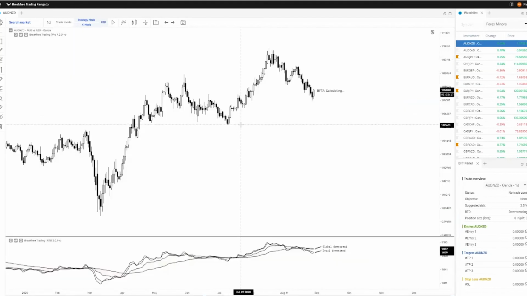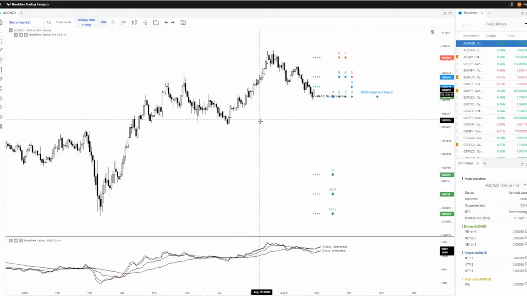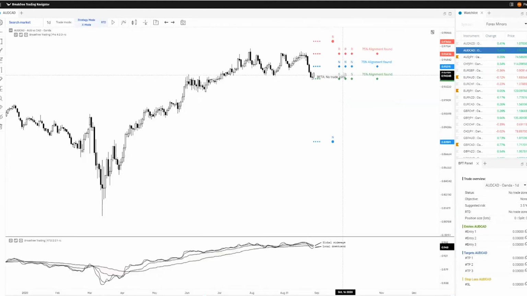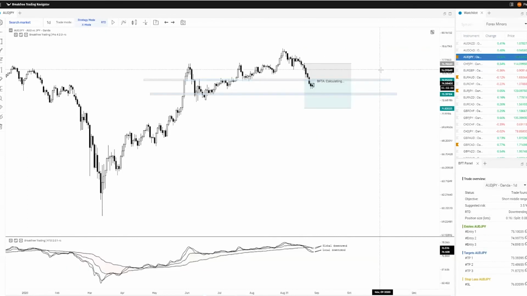And just a quick note for all the new people, make sure to not go into the exotics. The exotics overall don't have a good win rate. So make sure to stick to the majors and the minors for Forex. Those are going to work the best for you, just to save you some trouble.